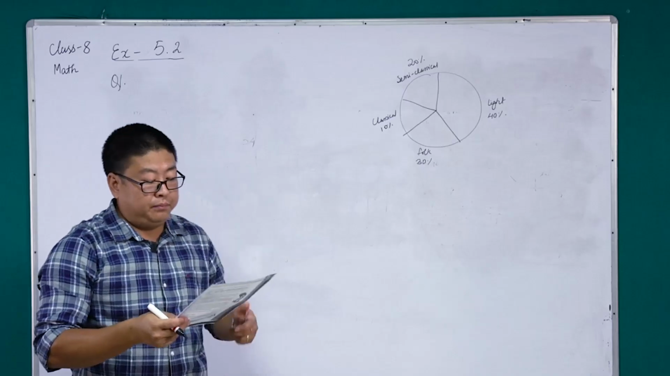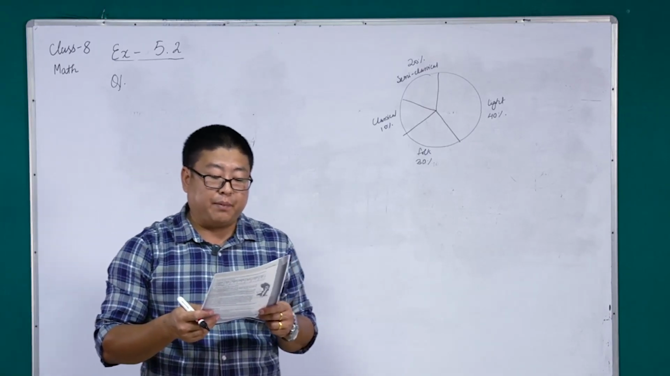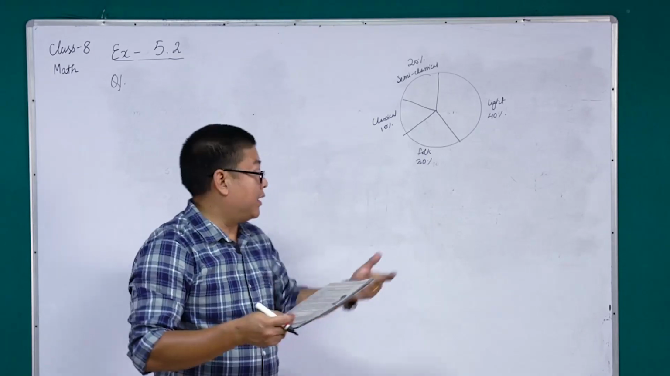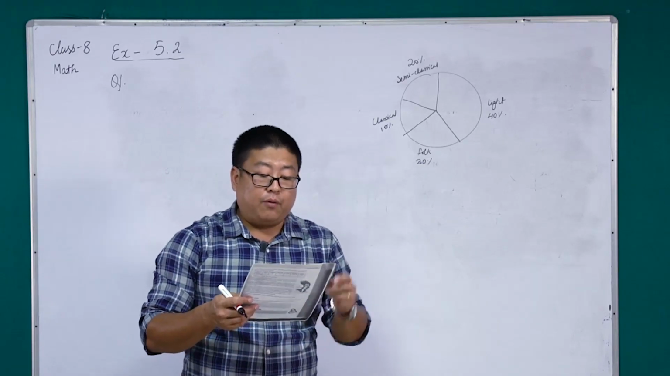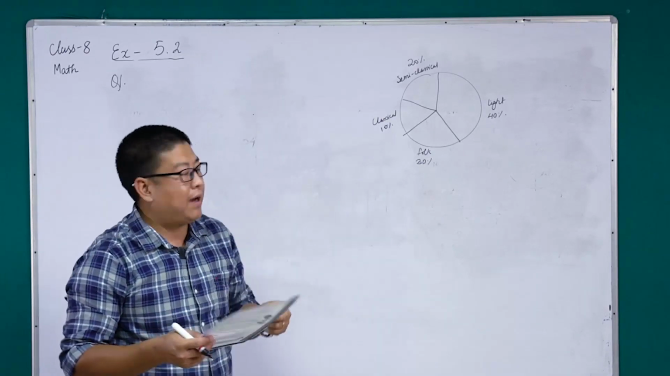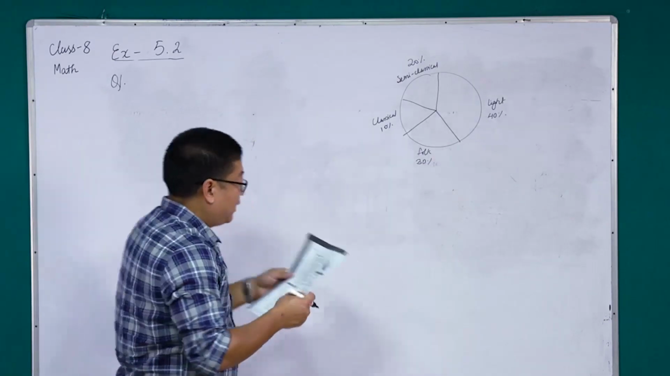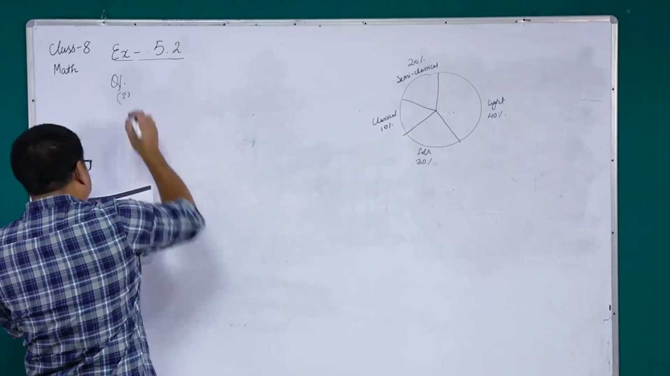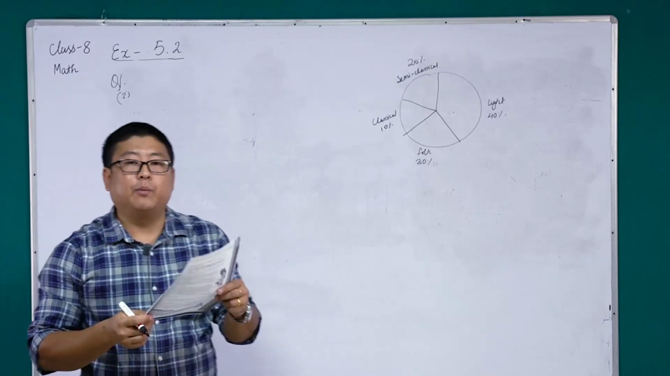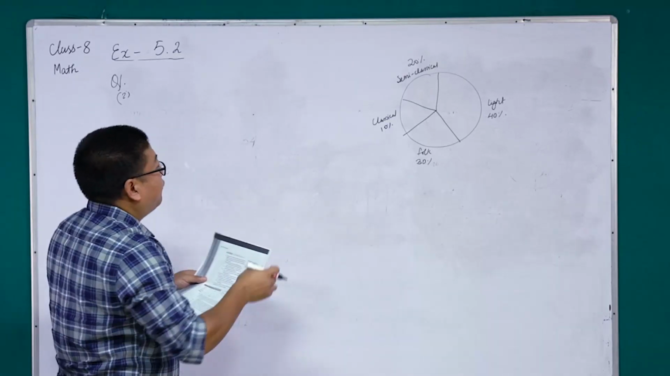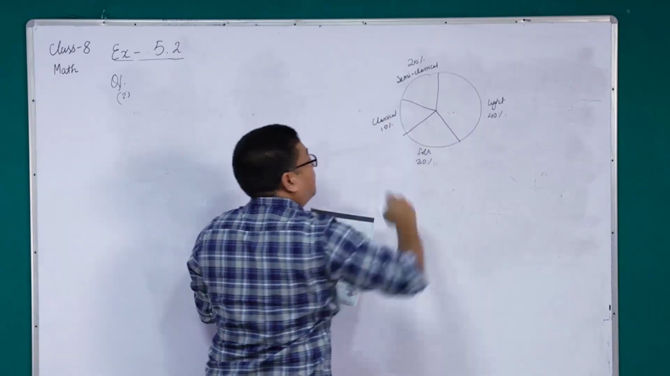Question number 1. A survey was made to find the type of music that a certain group of young people liked in the city. This adjoining pie chart shows the findings of this survey. Now, from this pie chart, answer the following. The first question is, if 20 people liked classical music, how many young people were surveyed? Now, this 10% represents 20 people, and they want to know how many people were surveyed.